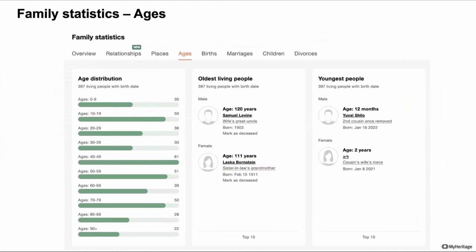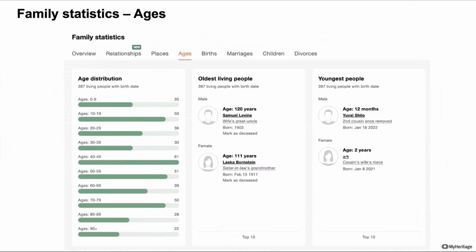So we see that I have 30 that are age 0 to 9, 50 that are in their teens, 36 in their 20s, and so on. So that gives me an idea of what are the current ages of people in my tree. Now these ones are not clickable, unfortunately. Perhaps in the future we'll do that. So this is the ages in my tree, and also the maximums and the minimums.